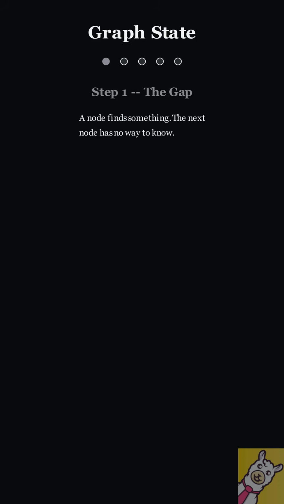Say our first node is called search. It runs and comes back with 3 results. Then we move to the next node, summarize. But from where summarize is standing, there's no connection at all. It has no idea search ever ran.